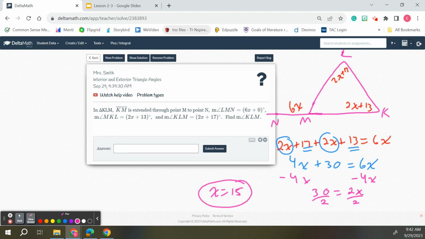And now I'm going to take that and I'll substitute into KLM. So here's KLM. So we're talking about this guy right here. So this is going to be 2 times 15 plus 17. And that gives me a total degree measure of 47 degrees.